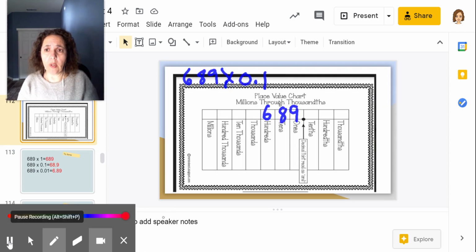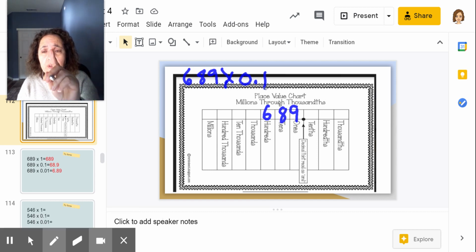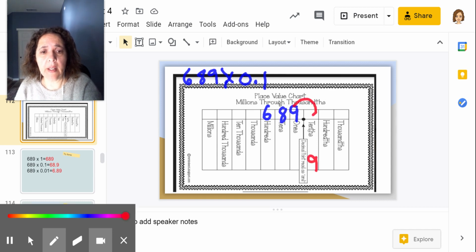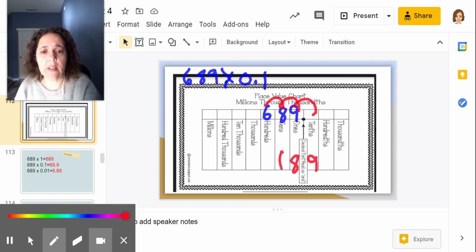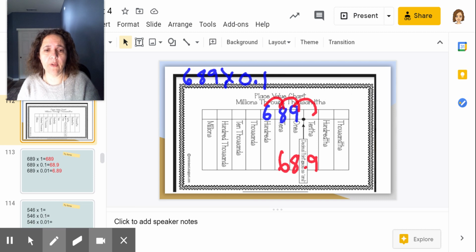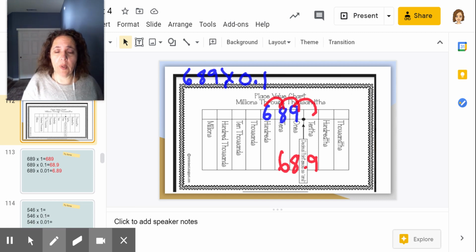Okay, so I went ahead and wrote it down, 689 times 1/10. 1/10 means one place value movement, right? So the 9 shifts here, then the 8 shifts here, 1 over, and then the 6 shifts here. And that's the 68.9 that I got for my second one when I multiplied by 1/10.